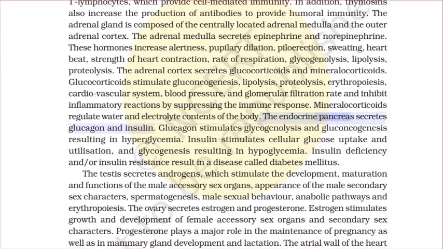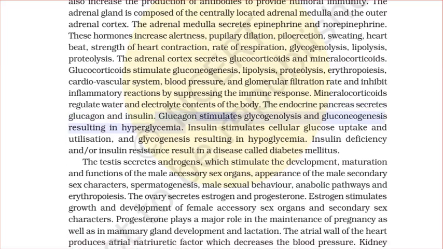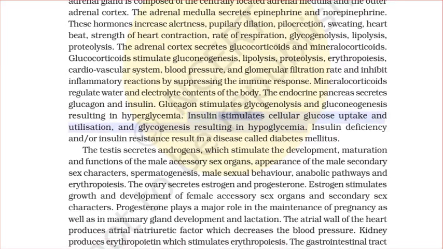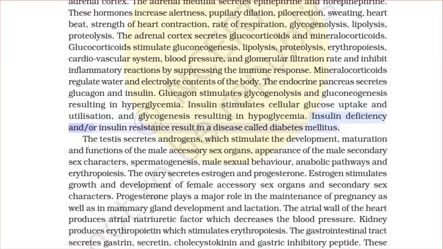The endocrine pancreas secretes glucagon and insulin. Glucagon stimulates glycogenolysis and gluconeogenesis, resulting in hyperglycemia. Insulin stimulates cellular glucose uptake and utilization, and glycogenesis, resulting in hypoglycemia. Insulin deficiency and/or insulin resistance result in a disease called diabetes mellitus.